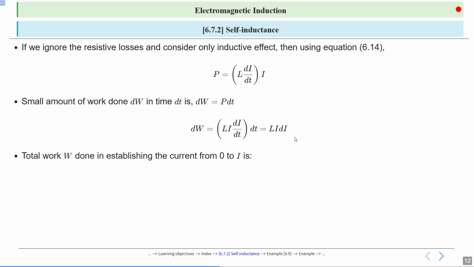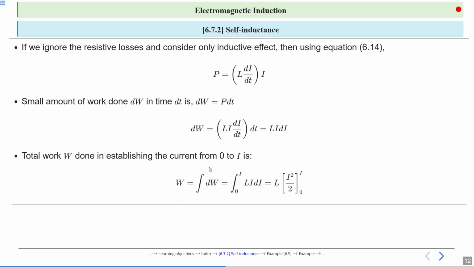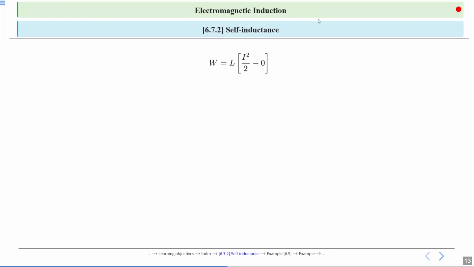So total work W done in establishing the current from 0 to I is the integration of dW, equal to the integral from 0 to I of L I di. L is constant, so it will come out of the integration. Integration of I di will be I square by 2, with limits 0 to the maximum current that we are going to establish, the steady current I. Putting the limits, I square by 2 minus 0. So work done will be equal to half L I square. Mark it as equation 6.17.